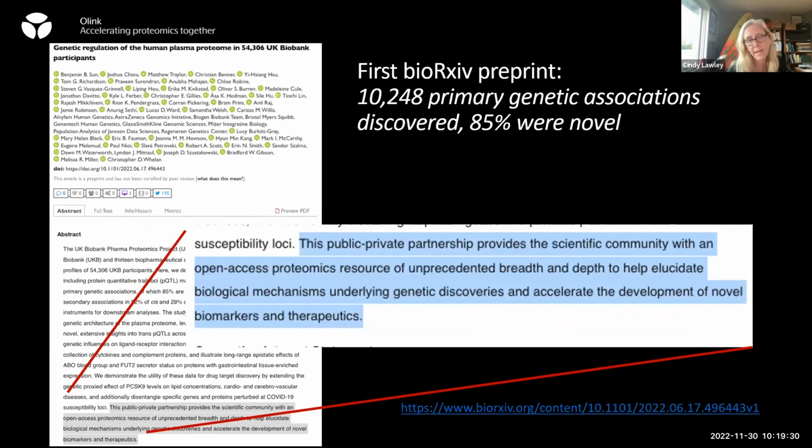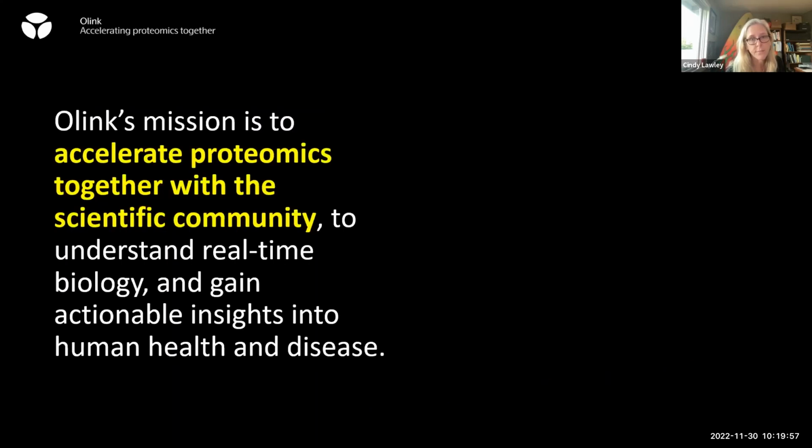And this is highlighting the first preprint from the UK Biobank Pharma Proteomics Project. This posted in June of this year. The analysis team, led by Ben Sun, identified over 10,000 pQTLs in 54,000 individuals. Over 85% of these they reported as novel. And I would say, imagine discoveries in cohorts with more diverse ancestry. These are exciting times, I think. Next slide and last slide, and you can advance the animation on this one as well.